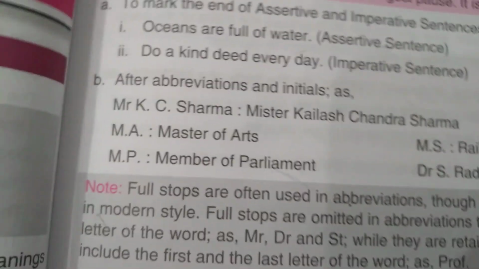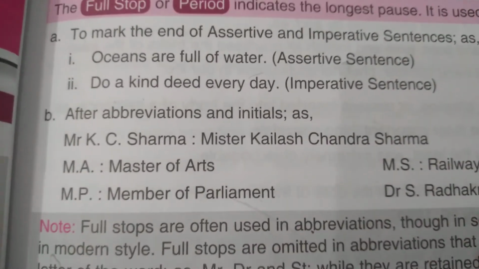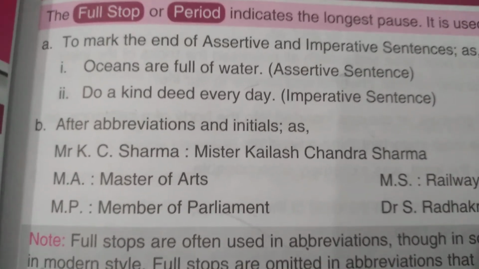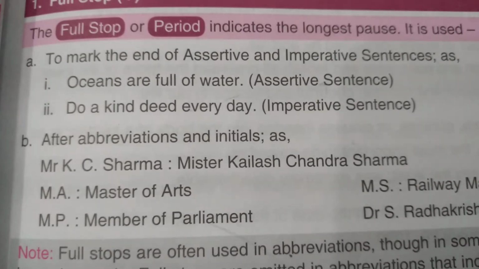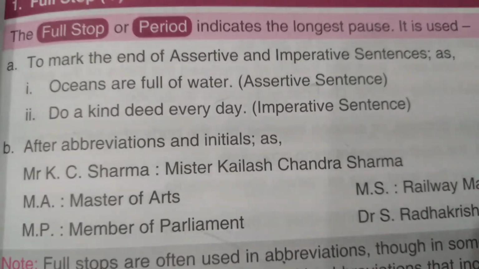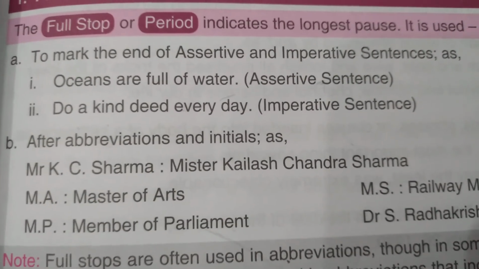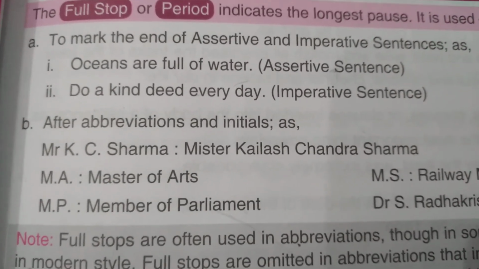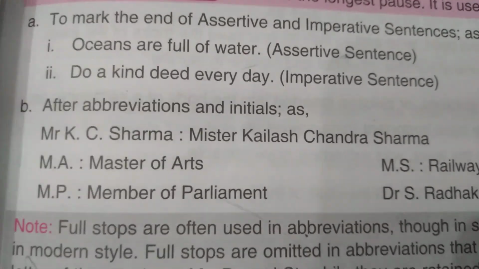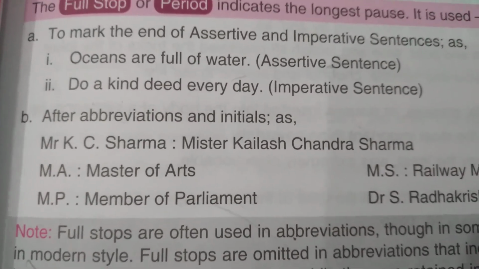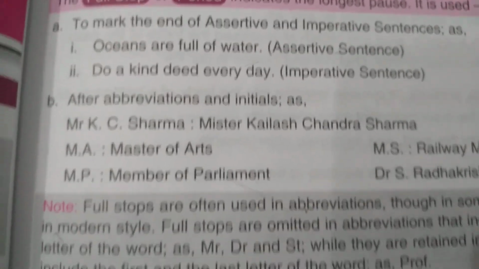And full stop is also used after abbreviations and initials. As you can see, there is an initial, Mr. K.C. Sharma. So K.C. is initial. And you can see it is placed between abbreviations, that is M.A. The full form of this abbreviation is Master of Arts.